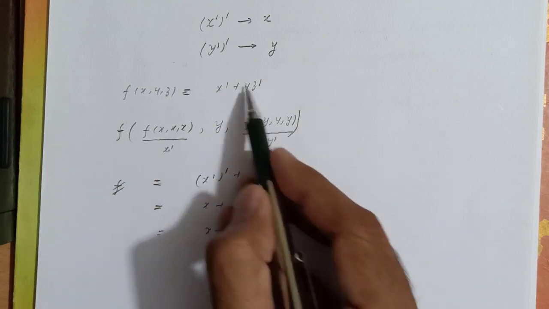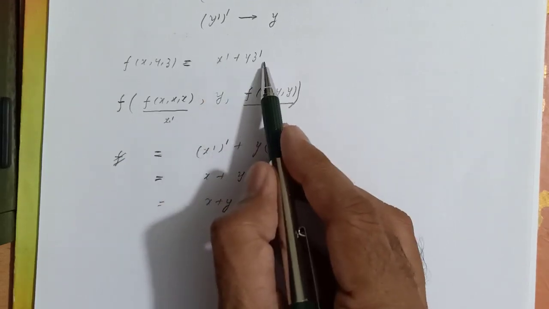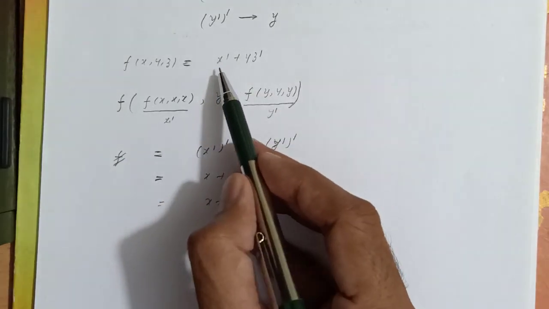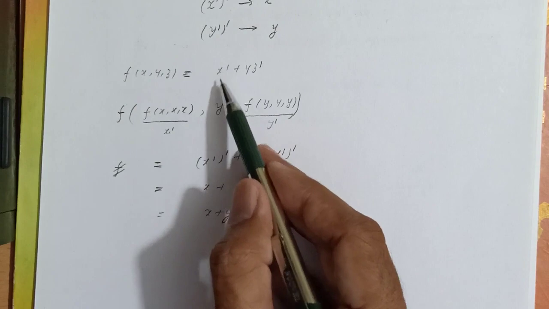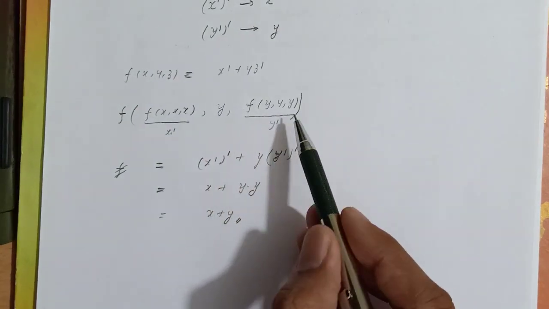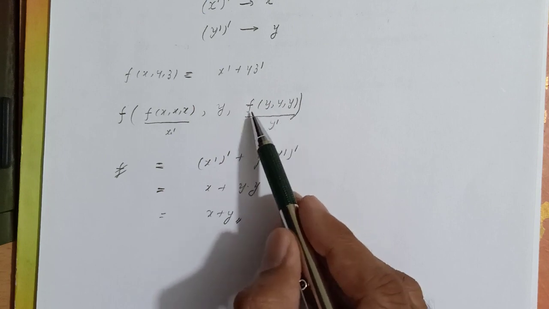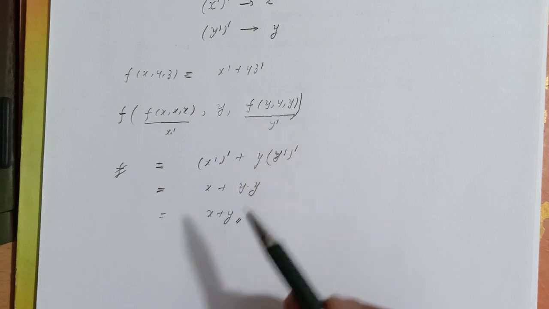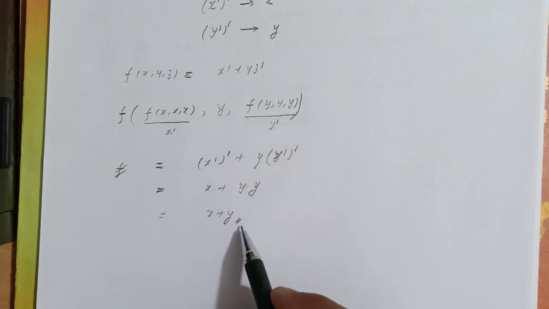Now we will open it with the original definition. In place of x we will get x dash whole dash plus y. In place of z we will get y dash, because we have used the nested function. So in this way we are able to derive the OR operation.